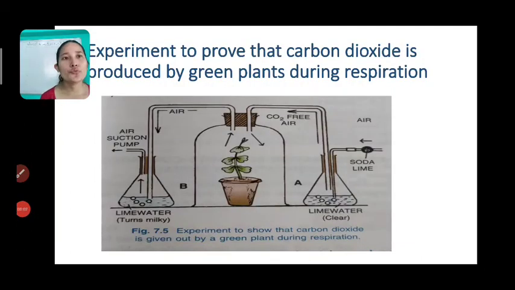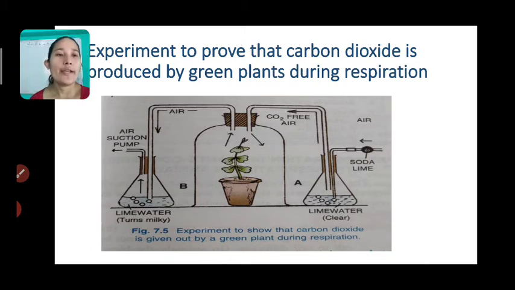Another experiment to prove that green plants produce carbon dioxide during respiration. It's similar to what we have studied earlier, but instead of beans we are using the plant itself. You have a plant covered with a bell jar, and you have 2 delivery tubes connecting to the flask. First, the air would be sucked inside. In that delivery tube we have soda lime, because soda lime would absorb the carbon dioxide, if at all present in the air.